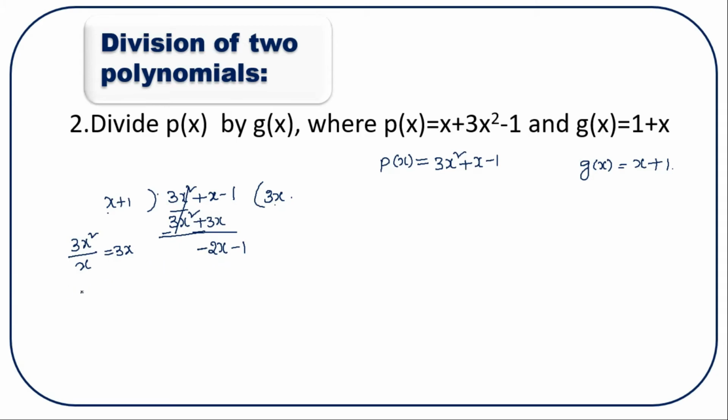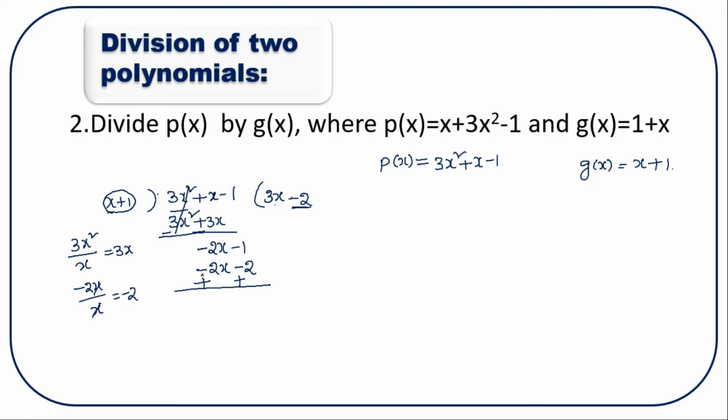Clear? Now divide minus 2x by first term of the divisor, that is x. If I divide, what will we get? Minus 2. That we have to write in the place of quotient. Right? Now multiply whole divisor with minus 2. Clear? Now x into minus 2, minus 2x, plus 1 into minus 2, minus 2. Now change the signs.